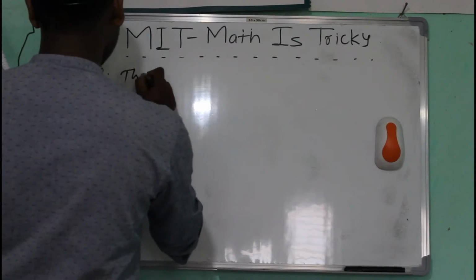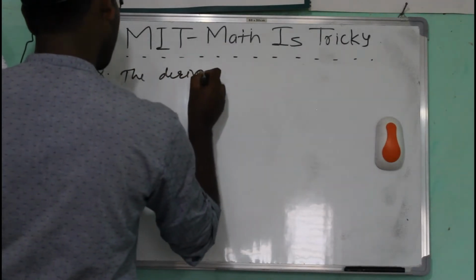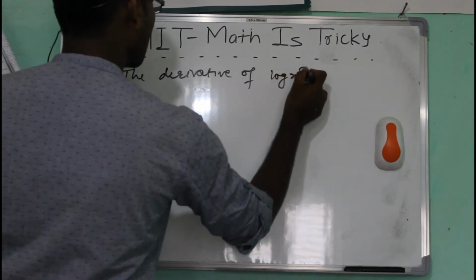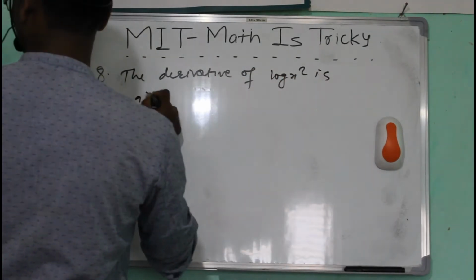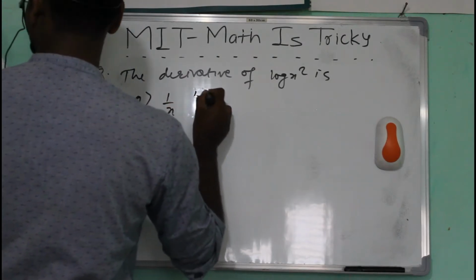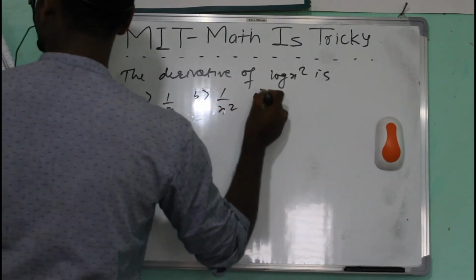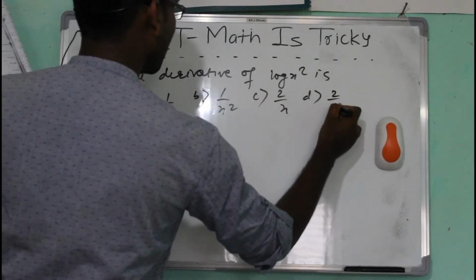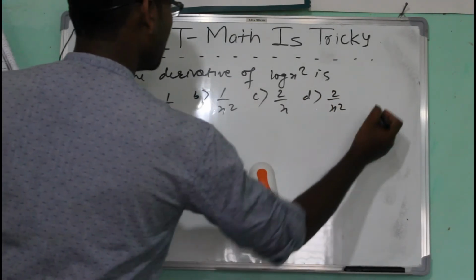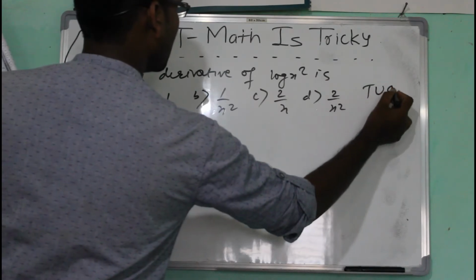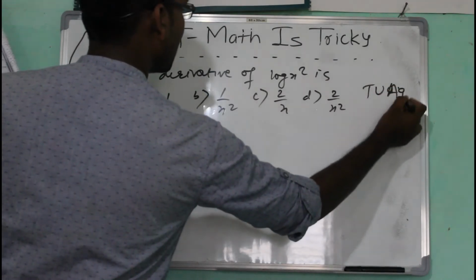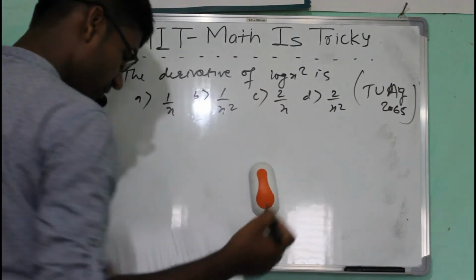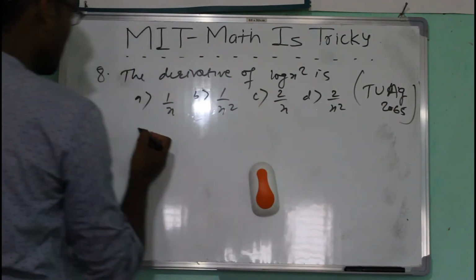The derivative of log x square is. Different options are here: 1 by x square, C 2 by x, D 2 by x square. This question is from TU AG 2065. Okay, very simple question, so directly you can write the answer.